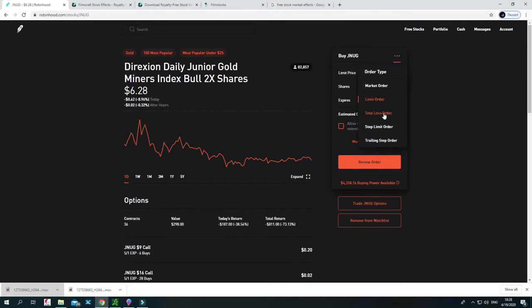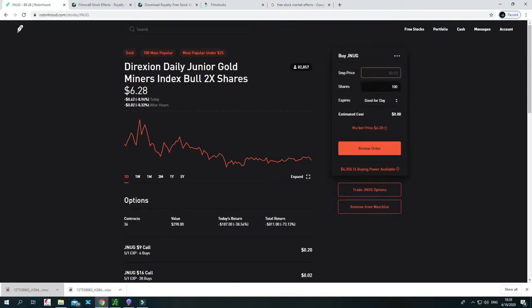Stop loss is a must. When you click on stop loss order, you're going to set a price for how much you're willing to lose. You should lose no more than 1 to 2%. Some go up to 8%.